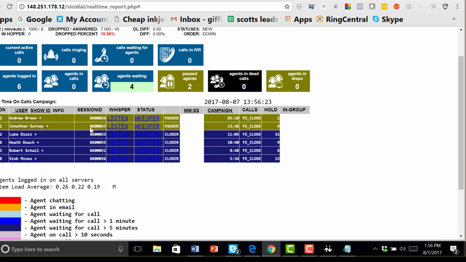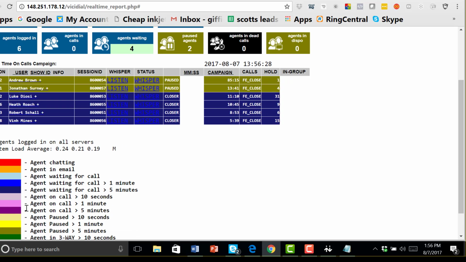And so when one of these gets on a call, I look for the dark purple, which is a call longer than 5 minutes. Once these turn purple, I just click listen, and I can hear the call.